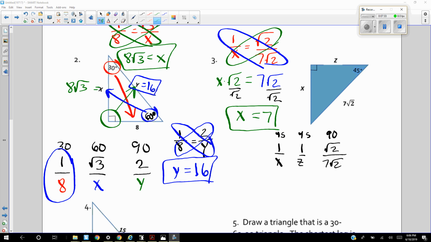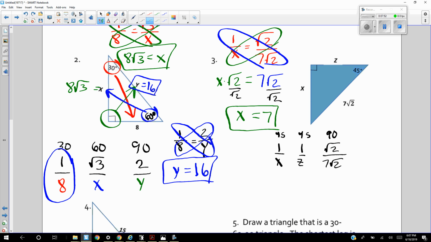So there's the process to solve for x. Some of you may have canceled out the radical 2's here and made this fraction 1 over 7. That would have been completely fine. I did not process that. I went through, but I would have gotten the same answer.